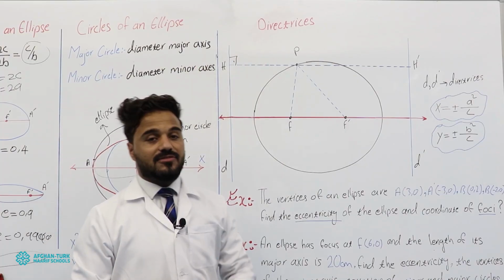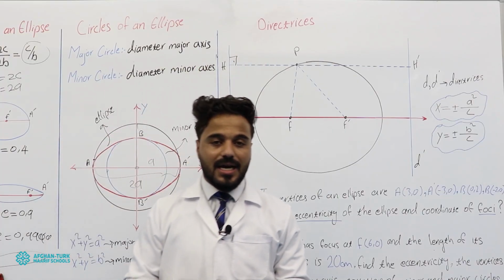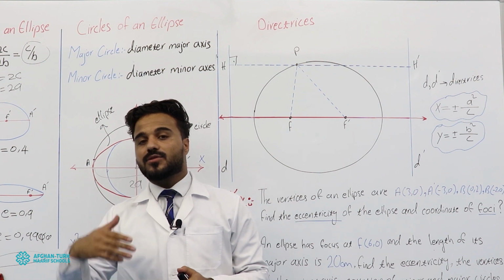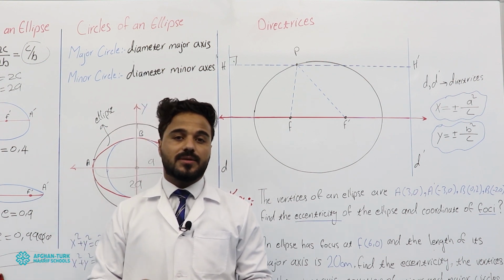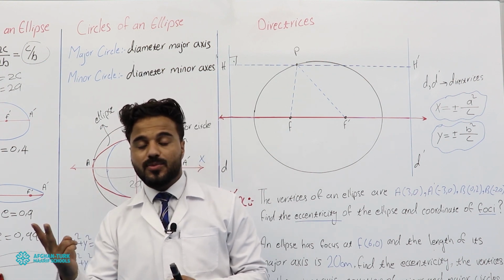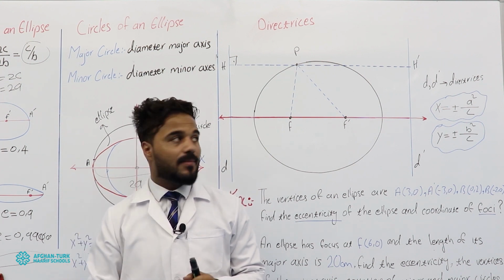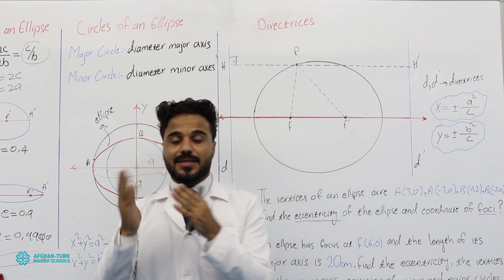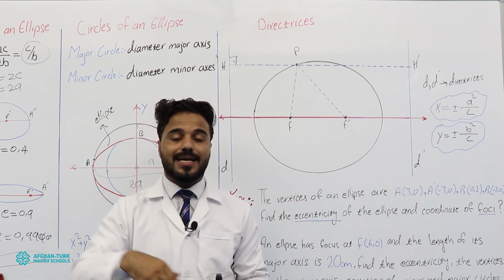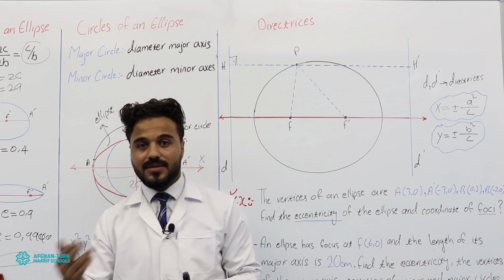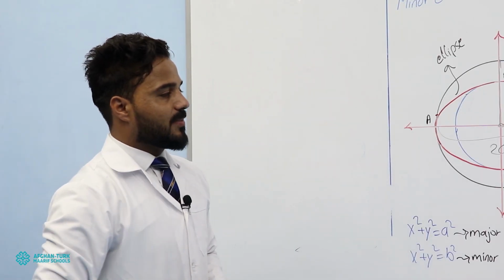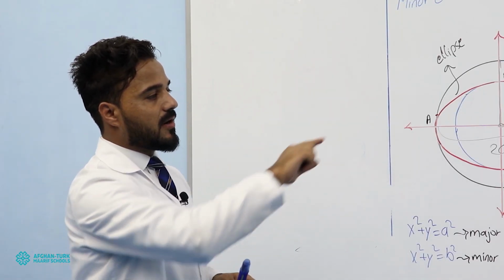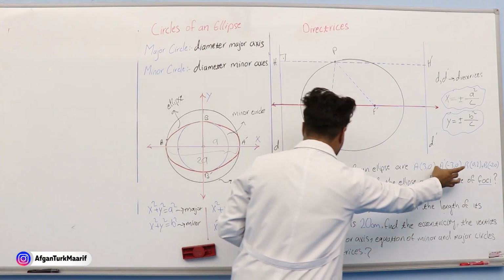Next topic is directrices of an ellipse. As we defined, an ellipse is a set of points whose distances from two fixed points have a constant sum. Also, we can define an ellipse as a set of points whose distance from a fixed point and a line has a constant ratio. First example: the vertices of an ellipse are, these are the vertices of an ellipse.